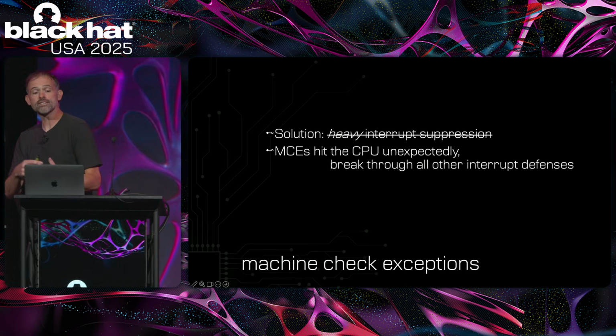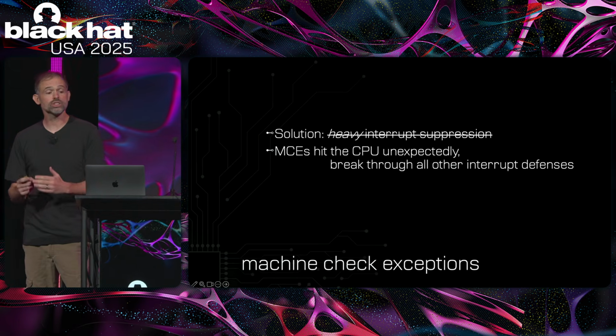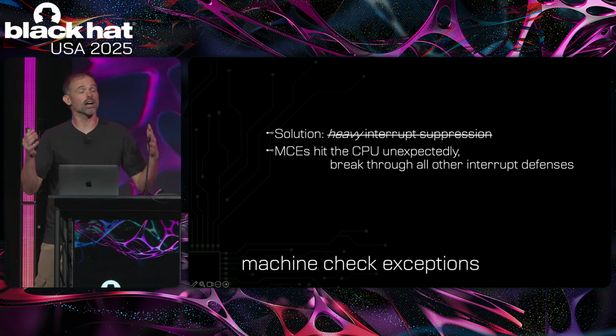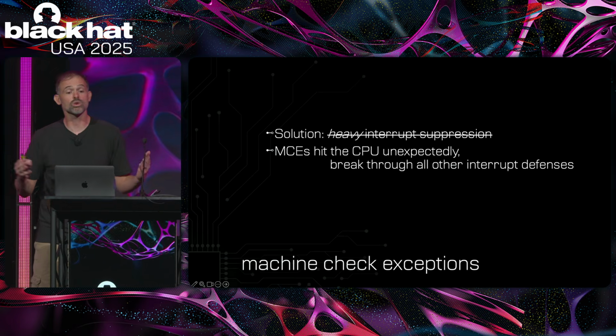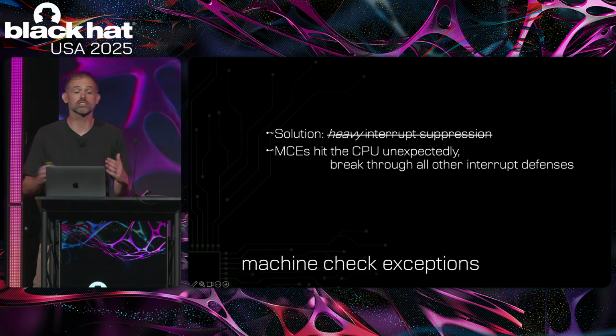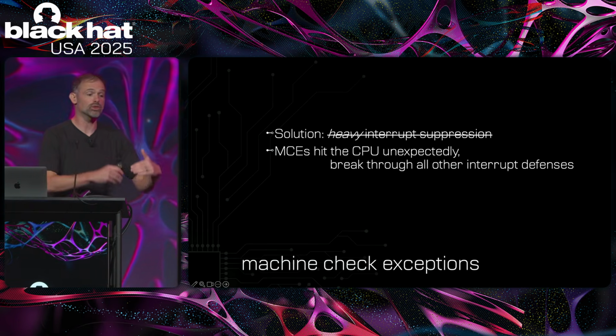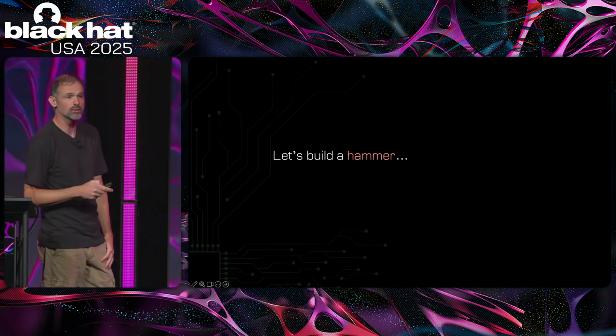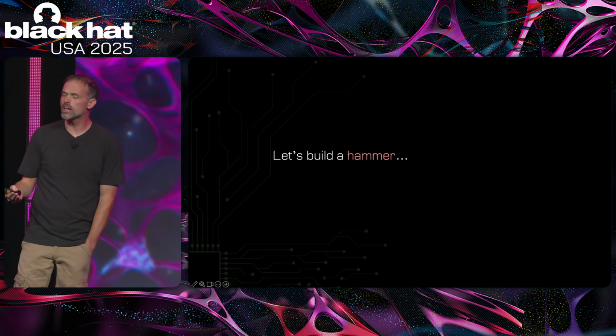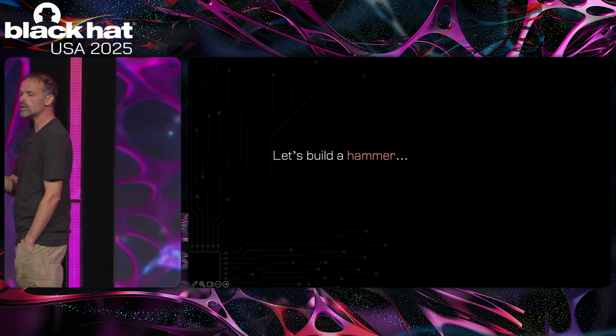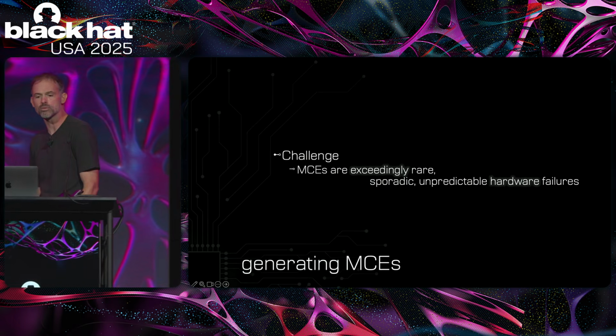So where that leaves us is that all of our normal solutions for fixing unexpected interrupts and exceptions don't work with machine checks. Heavy interrupt suppression doesn't work with MCEs. These hit the CPU unexpectedly and are going to break through any of the other interrupt defenses that we have in place. So that gives us kind of a neat opportunity for exploitation. Maybe we can use this. Maybe we can build this into some sort of hammer.